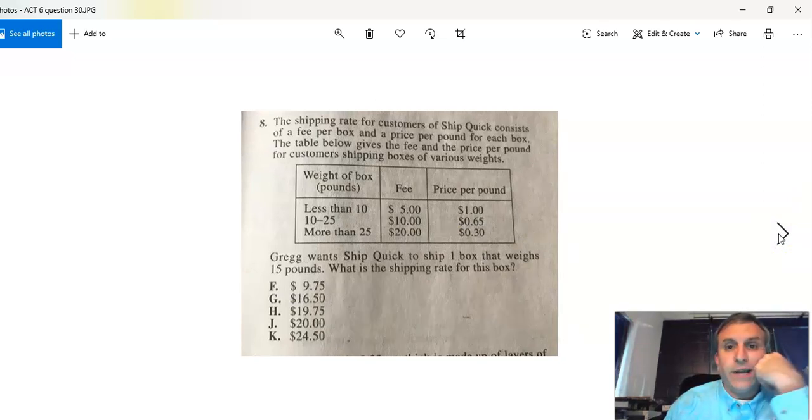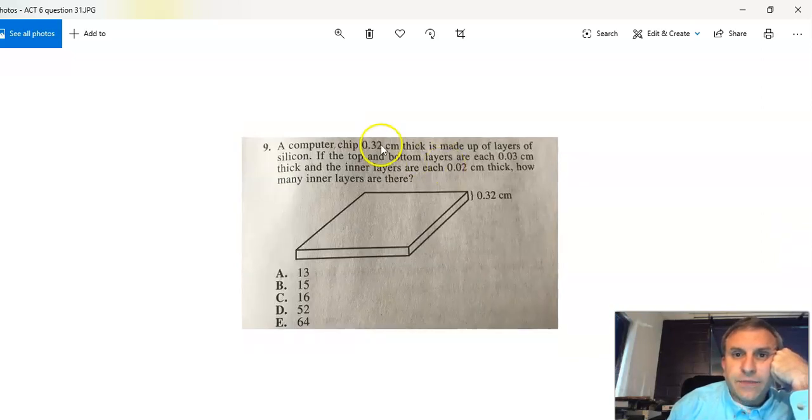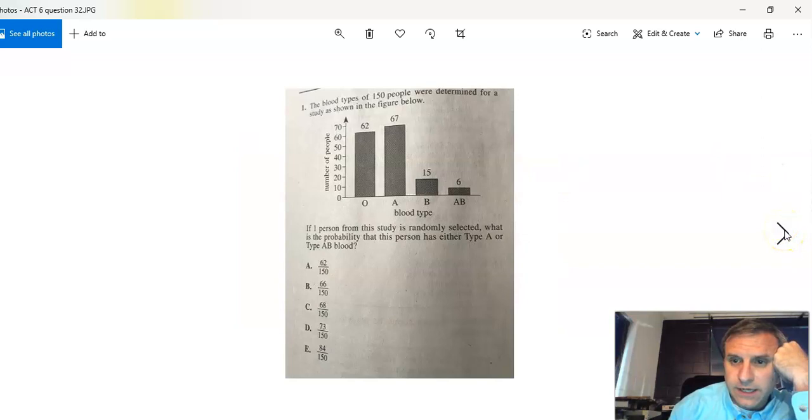30, shipping rate, and I'll just let this one kind of sit here for a second. You'll probably want to pause it and figure it out. And, okay. 9, okay, computer chip is 0.32 centimeters thick. Okay, if the top and bottom layers are 0.03, okay, so I'm going to take 0.03, and then every layer in between is 0.02. How many inner layers are there? Well, I'm going to take 0.03, 0.03 gets 0.06, subtract, divide by 0.02. Kind of gave you that one.